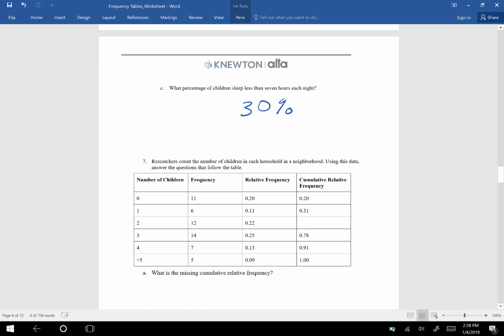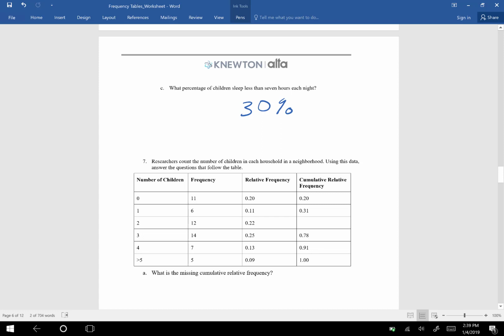Okay, now in this last one, it's going to ask you, researchers count the number of children in each household in a neighborhood. Using the data, answer the questions in the following table. Okay, so in this frequency table, we have the number of children here, so we don't have a group, and then we have the frequency. So this is saying the households, there are 11 households that have 0 children. Right? There are 6 households that have 1, 12 households that have 2, 14 households that have 3, 7 households that have 4, and 5 households that have more than 5.